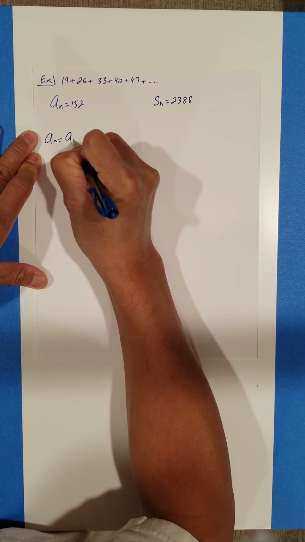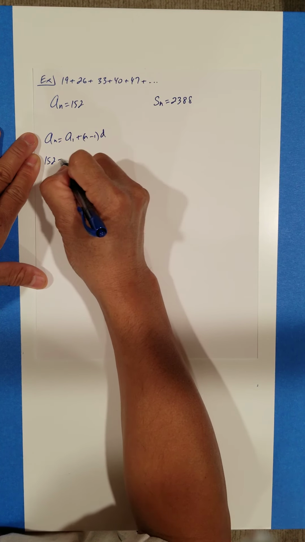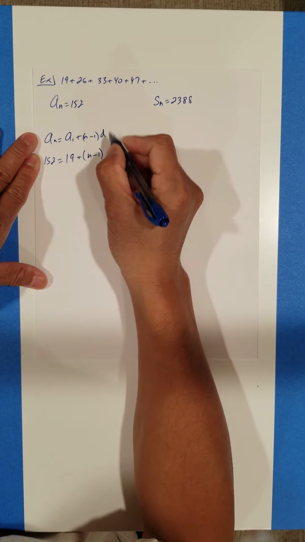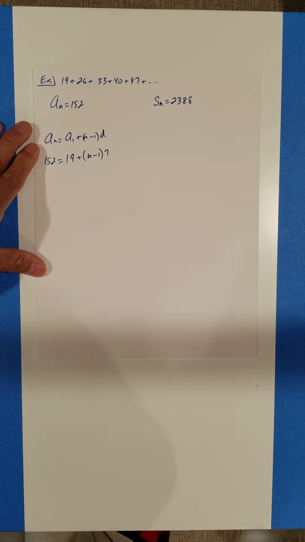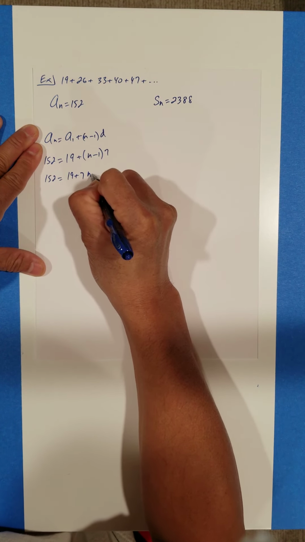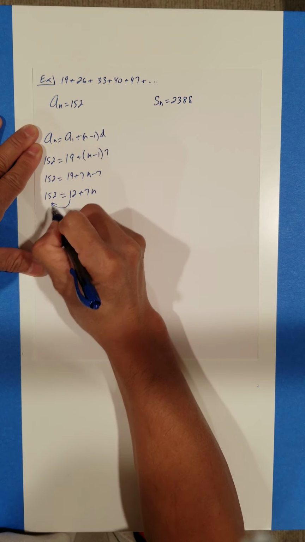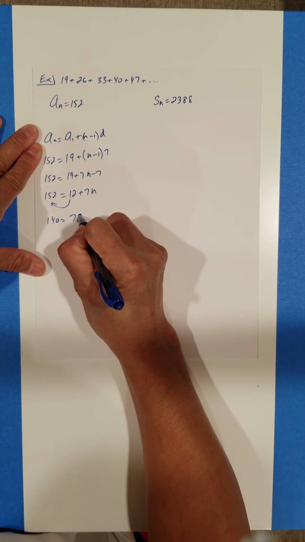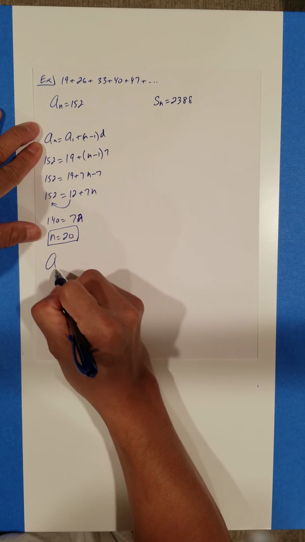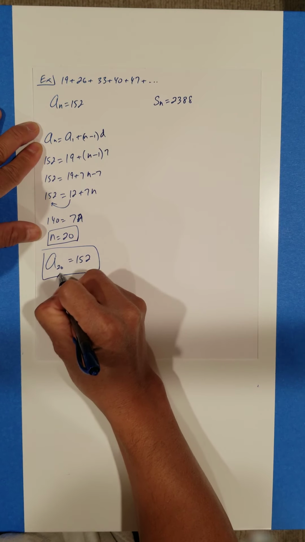We're going to use an equals a1 plus n minus 1 times d. So 152 is my term. My first term is 19 right there. Since I don't know which term it is, I'm going to leave n alone. n minus 1, and d in this case is positive 7. So 152 equals 19 plus 7n minus 7. 152 equals 12 plus 7n. Bring the 12 over: 140 equals 7n. So n equals 20. That means the 20th number is 152. That's what I just discovered right there.